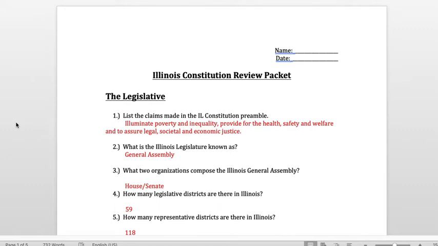At the review guide. First couple things. The beginning of the Constitution is known as the preamble. So a couple things it highlights is eliminate poverty and inequality, provide for the health, safety, and welfare, and to assure legal, societal, and economic justice.